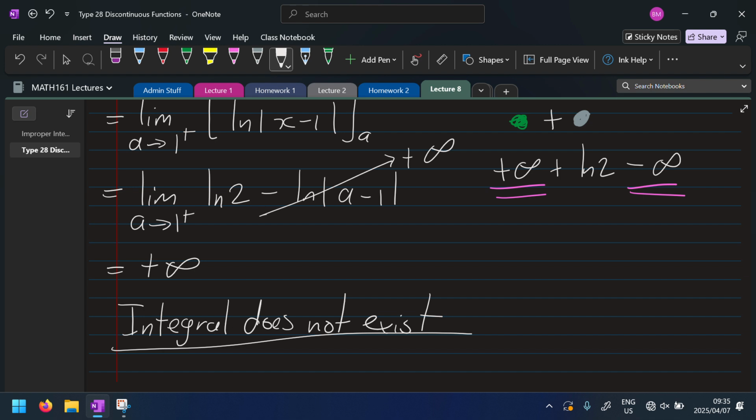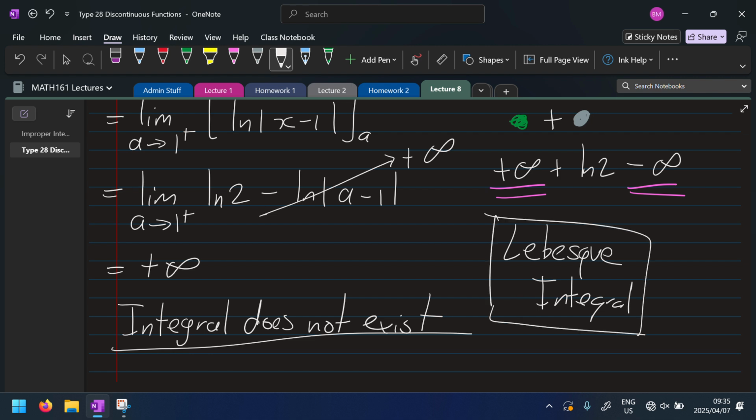Now, if you Google this at home, you might see this giving you the answer of natural log of 2 using something called the Lebesgue integral. Ignore all of that. If you go on YouTube and Google the stuff, you might see advanced math courses with something called the Lebesgue integral. Ignore all of that. That is too advanced for you. You're wasting your time looking at that.